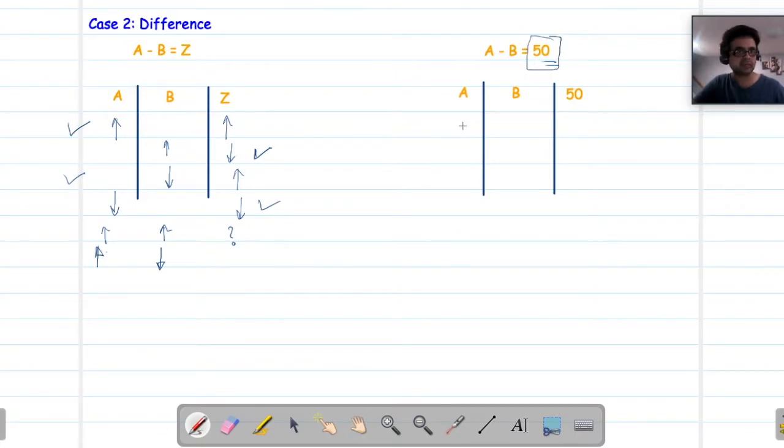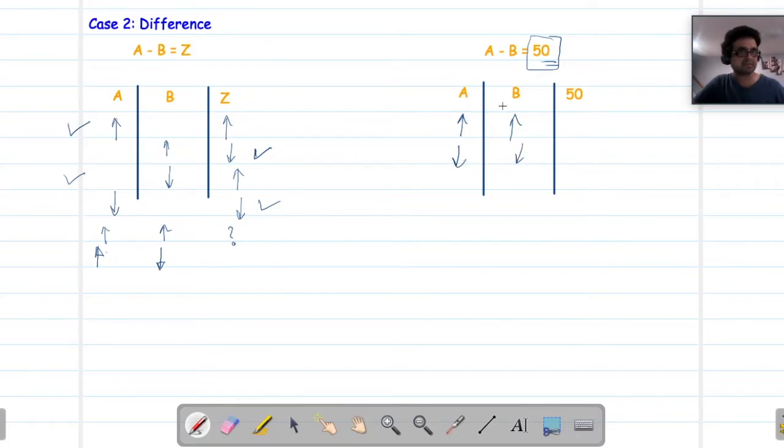And you can imagine that if I increase a, what would happen to b to keep it to 50? I would have to increase b too. Otherwise, the difference between them would be more than 50. Same thing on this side. If I reduce a, then I have to reduce b also.